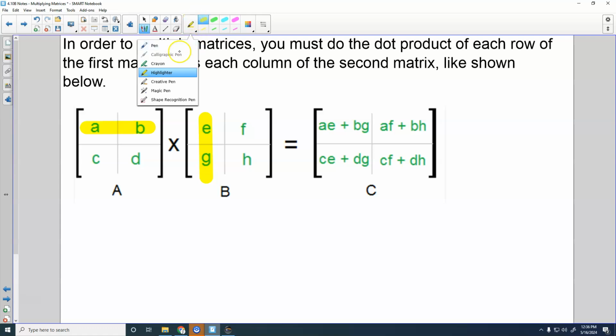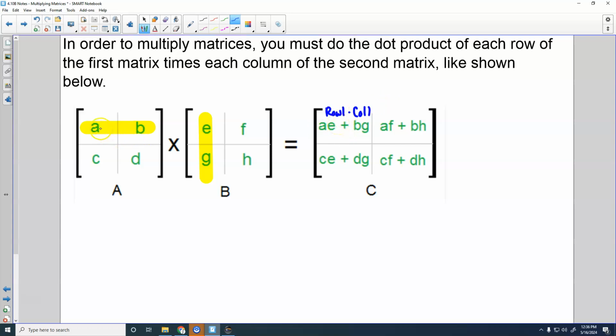So this is row 1 times column 1. So that's going to go in this spot. This is row 1, column 1. Right? That goes in that first spot. And to multiply, you would do A times E plus B times G. So that A, E, B, G. And that would give you that spot.